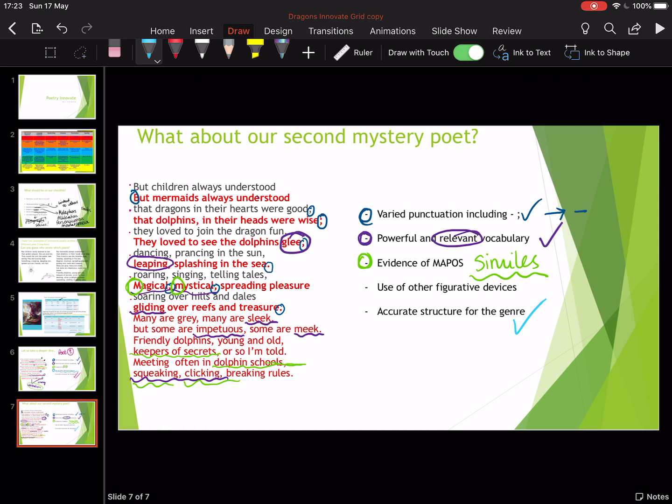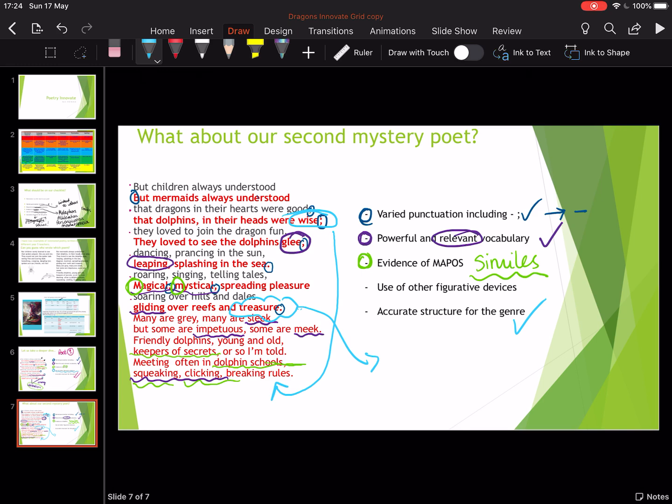There's going to be things like reefs, and treasure is a nice little touch. You know, you swim in the sea, come across buried treasure, sunken ships. So they've linked their ideas across. And then they've gone back to it at the end, when they said that dolphins in their heads were wise. They've linked back to that again at the end when they mentioned dolphin schools and things like that. And we mentioned that was a little bit of nice wordplay as well.